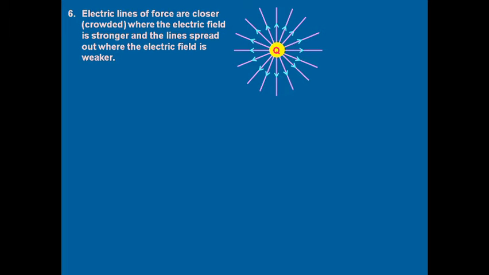Next, electric lines of force are closer where the electric field is stronger, and lines spread out where the electric field is weaker. Meaning the spacing between the field lines gives an idea about the strength of electric field in that region. So if we see here, for the plus Q charge, field lines are very close, it means it is a larger charge and the electric field is very strong. And for a weaker charge, the electric field lines are spread apart, so it represents a weaker electric field. So spacing between the field lines gives us an idea about the strength of the field.